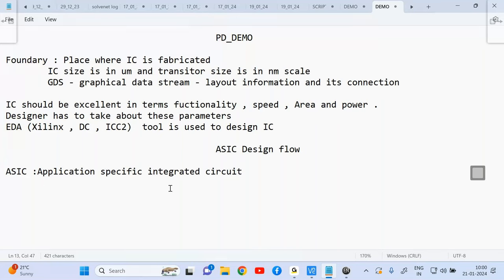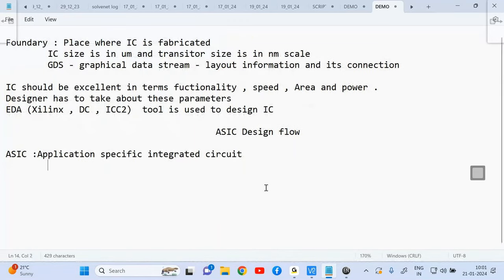So in this ASIC, what are all the steps? First we start with what? ASIC starts with the first step, specification. Specification means we have to get the requirement of the IC. For what we have to design the IC. Whether I want to design the IC for mobile phone application, then what are all the blocks I want inside the IC? Whether I want GPS module, Ethernet module, memory module, Bluetooth module, what modules I want inside an IC.